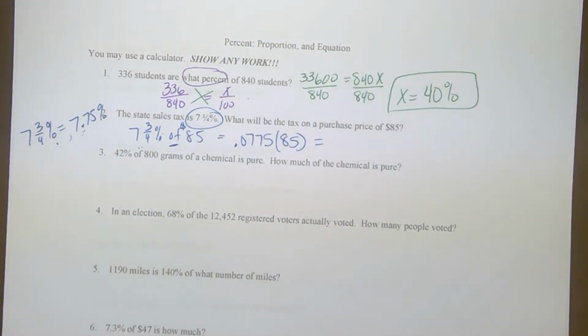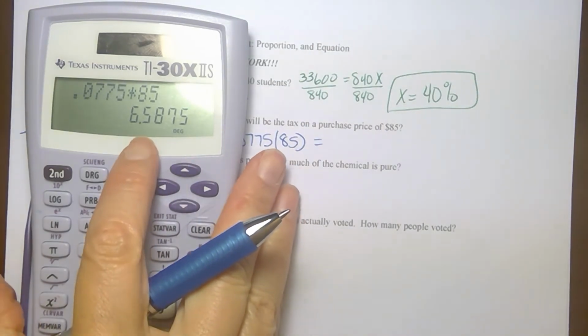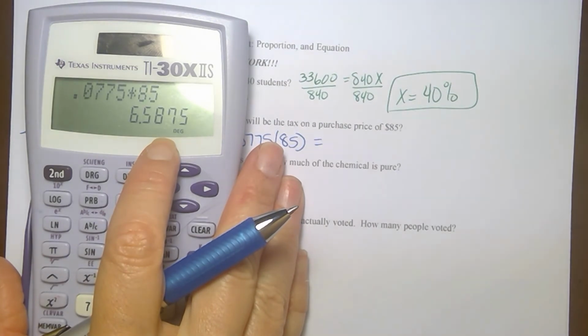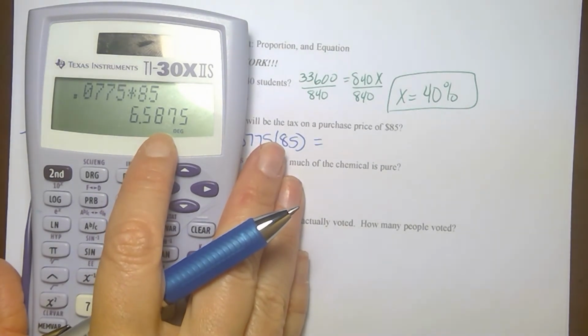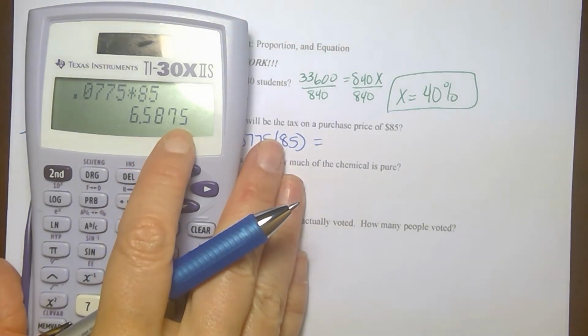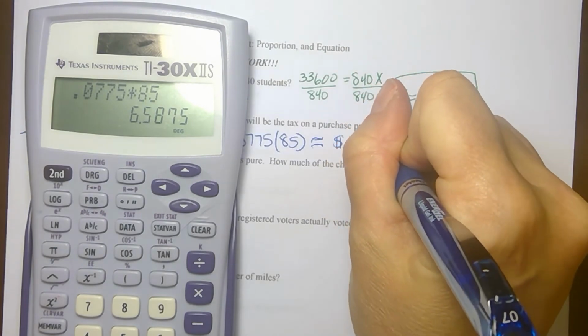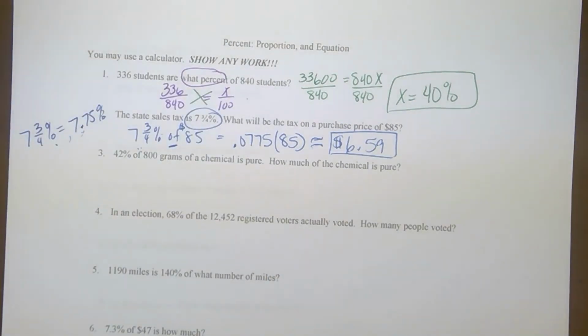I type that into my calculator. So in my calculator, I have 0.0775 times 85, enter. And I get this amount. Now it's money, and we can only pay to the nearest penny. Penny is 2 decimal places. So I need to round my dollar figure to the nearest penny or the nearest hundredth, 2 decimal places. What unit is in the second decimal place? It's that 8. I look to the right and see that I'm going to need to round up. So this is approximately $6.59. That would be the tax on that purchase price.